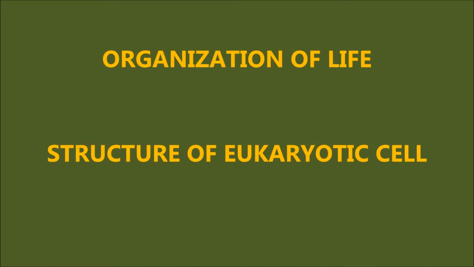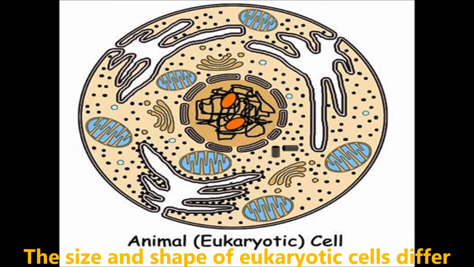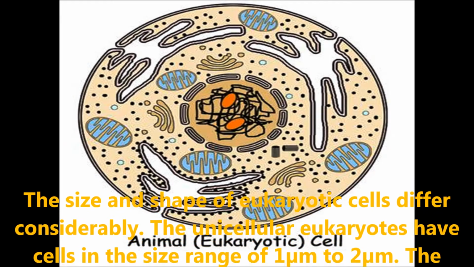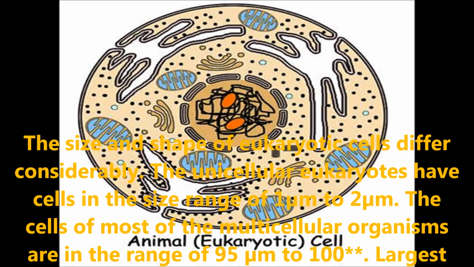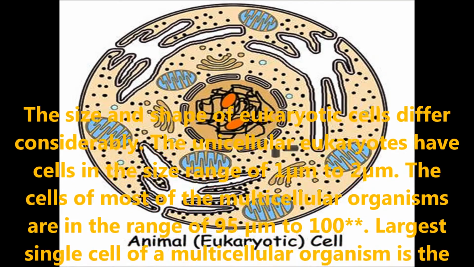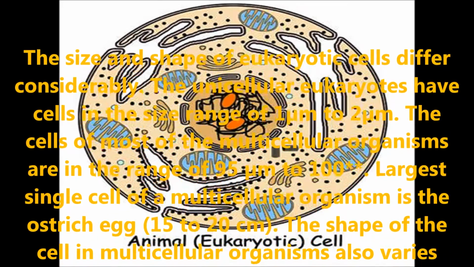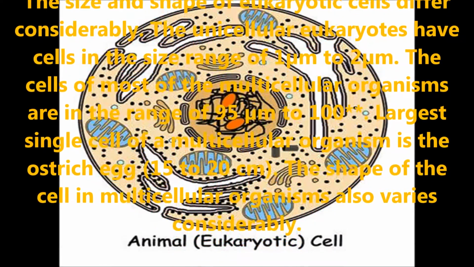Today we are going to explain about the structure of a eukaryotic cell. Size and shape of a eukaryotic cell differs considerably. The unicellular eukaryotics have cells in the size range of 1 micrometer to 2 micrometers. The cells of most of the unicellular organisms are in the range of 95 micrometers to 100 micrometers.